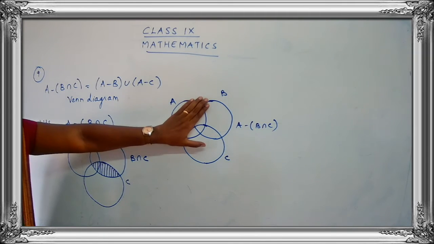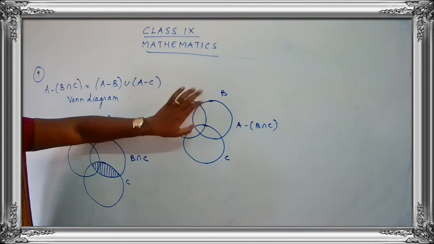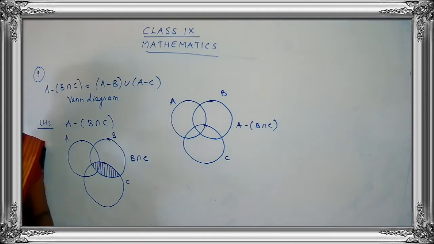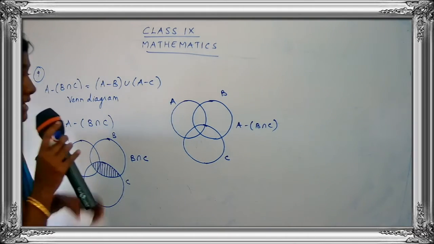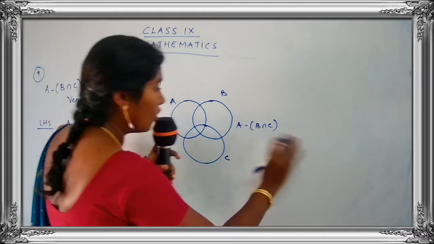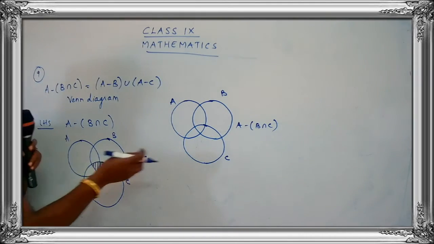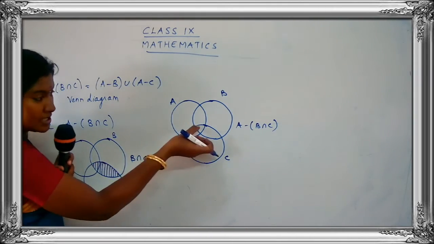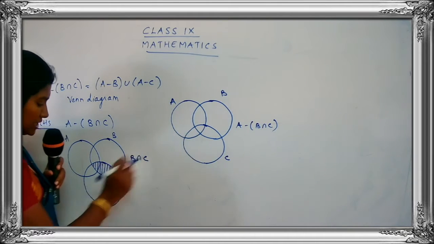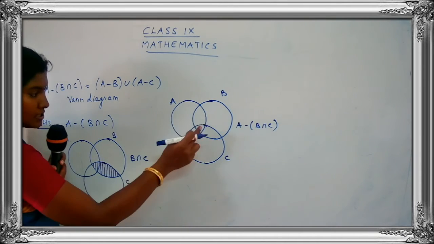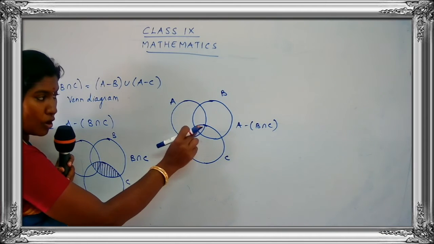What do you mean by A minus B intersection C? You want A. What are we going to focus on? We want A, but we don't want B intersection C. That means, which is the B intersection C part? This is the B intersection C part. Can you see here, children? Just see. This is a common part. So we don't want this part.